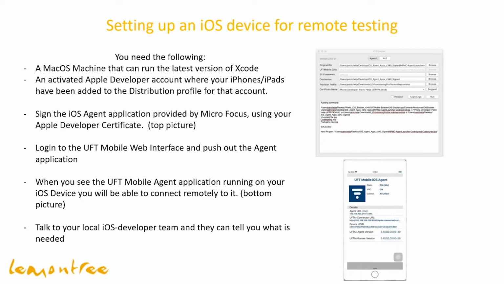You have a Mac OS application that you can run on your Mac machine, and there you can sign it with your own certificate. And then it's the same thing there. You log into the UFT Mobile web interface and push out the agent applications. When you see the UFT Mobile agent application, this is the lower screenshot there. I will show it in real life later. Then you can connect to the device with the connector.